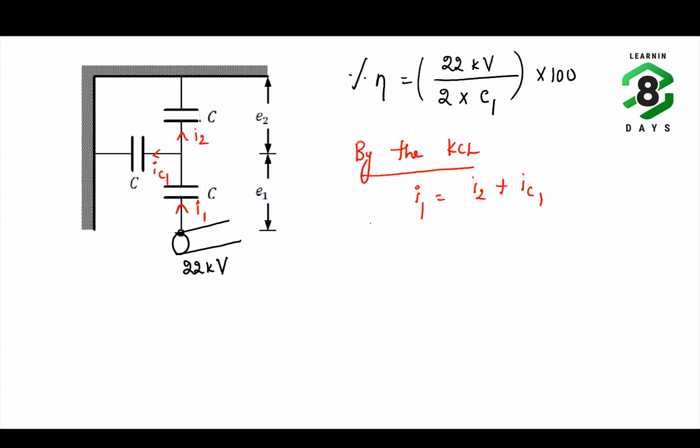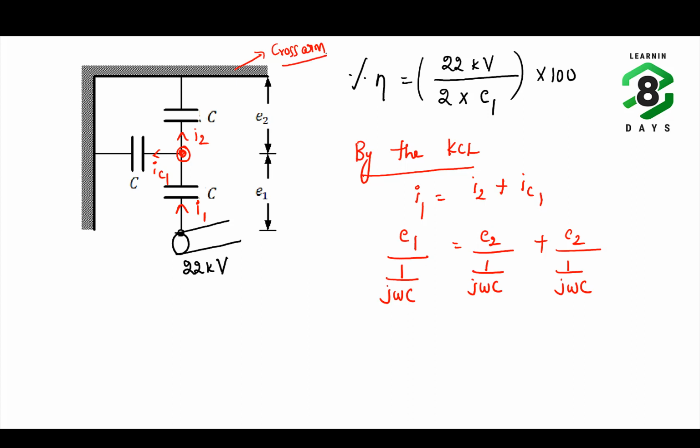So what is the voltage of the conductor? This current value will become E1 divided by 1 by j omega C, and I2 current, that is the current flowing through the disk connected to the cross arm, this will become E2 divided by 1 by j omega C. And what is the voltage of this point? The voltage at this point is E2 divided by 1 by j omega C. See, cross arm is this one. This is called cross arm.